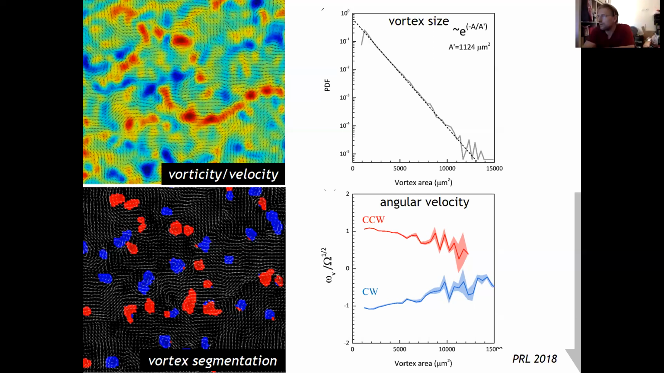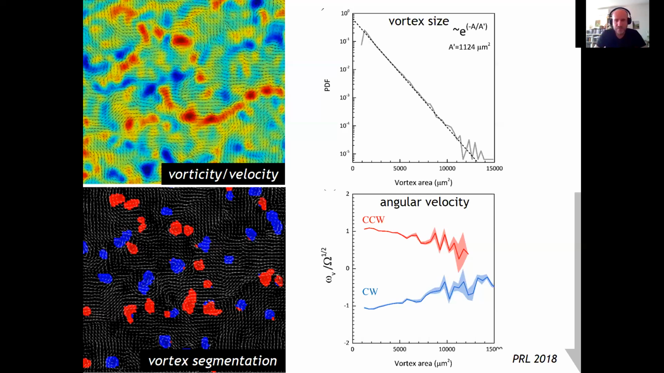Victor, the fluctuation you see in angular velocity for large vortex areas is statistical, right? You just have many fewer vortices there, so the error goes up. You also see it in the distribution of the vortex sizes. The statistics becomes very problematic here.